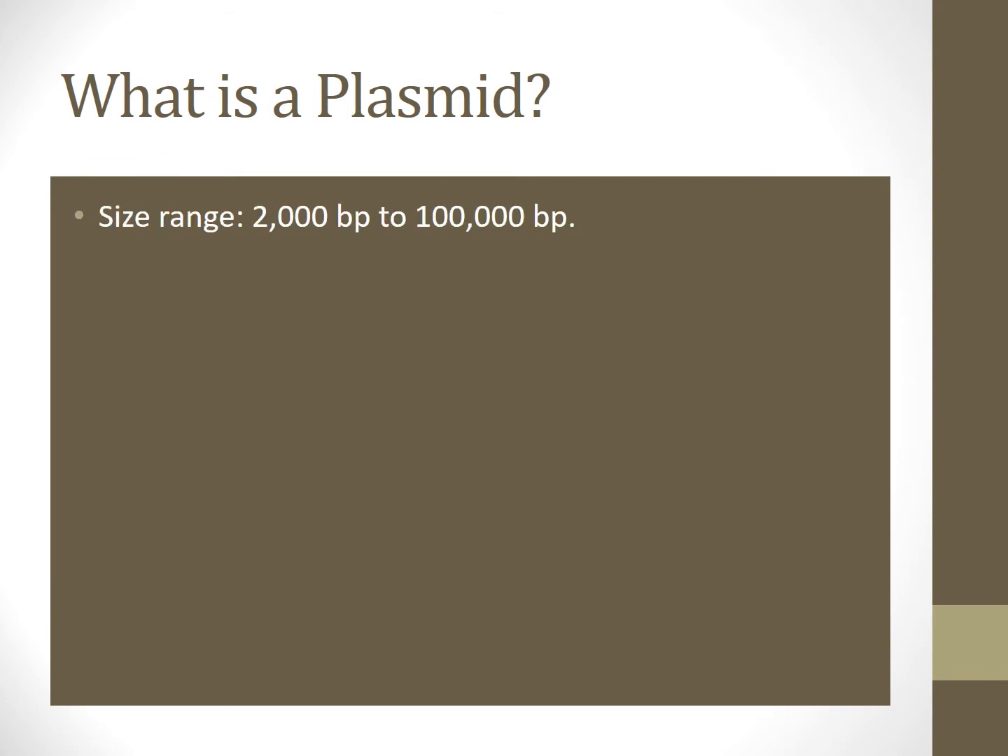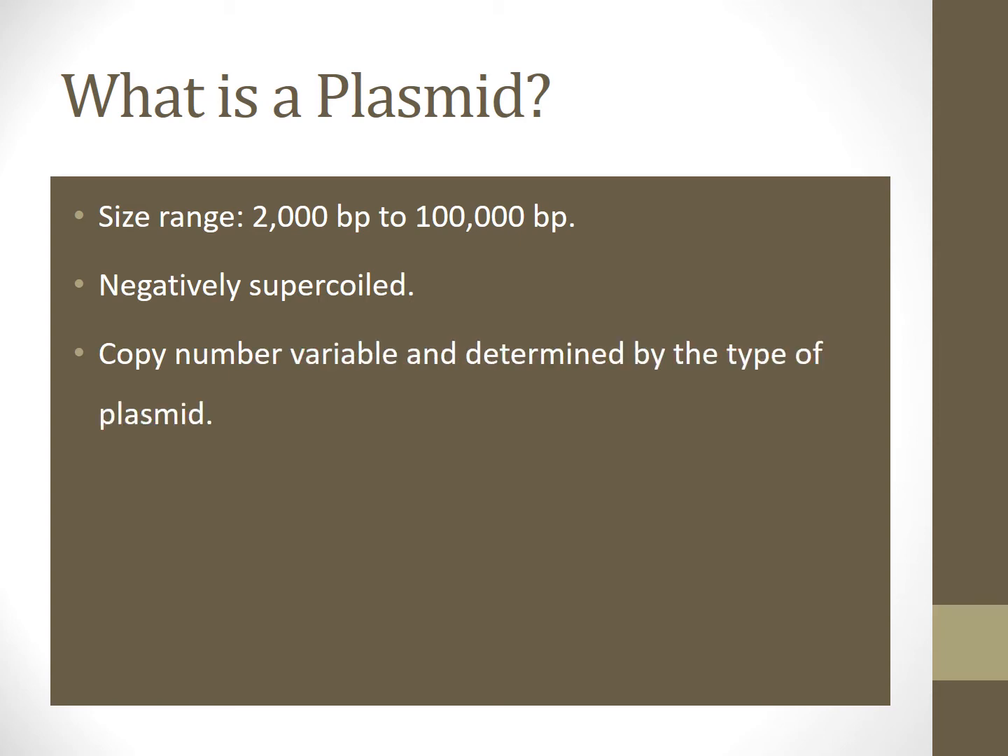The size of a plasmid can range from 2 kilobases to 100 kilobases. A plasmid is negatively supercoiled. The copy number of a plasmid is variable and determined by the type of the plasmid as well as by the environmental conditions.